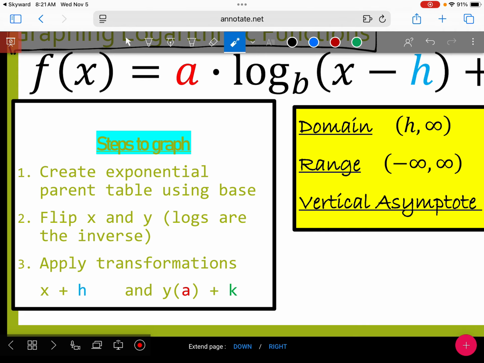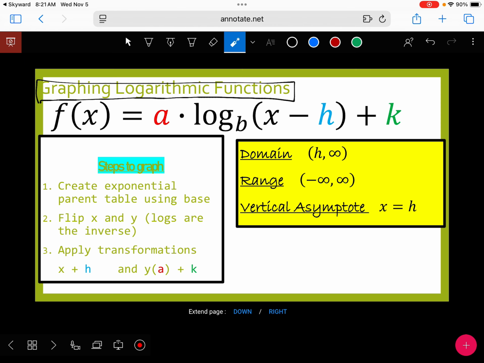We always apply the transformations the same. It will always be x plus h, y times a plus k. So let's look more specifically as where are we going to find these pieces of information? A is always in front of the log. So that's where you're going to find A.